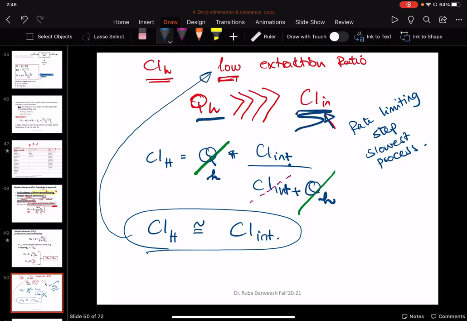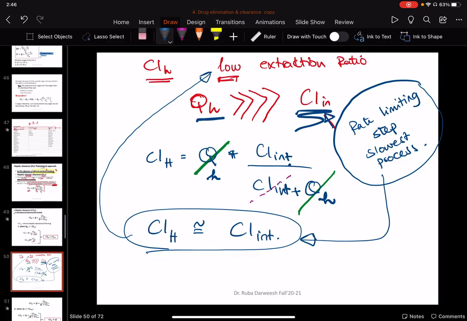So the intrinsic clearance of that drug is very low. And you can just, without doing the whole thing, knowing that the rate limiting step is there, so is the intrinsic clearance. So the total hepatic clearance would be equal to the intrinsic clearance of that drug.